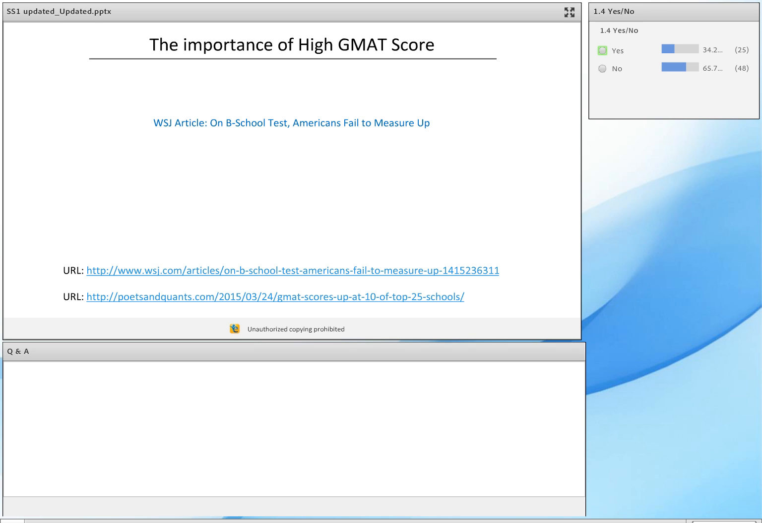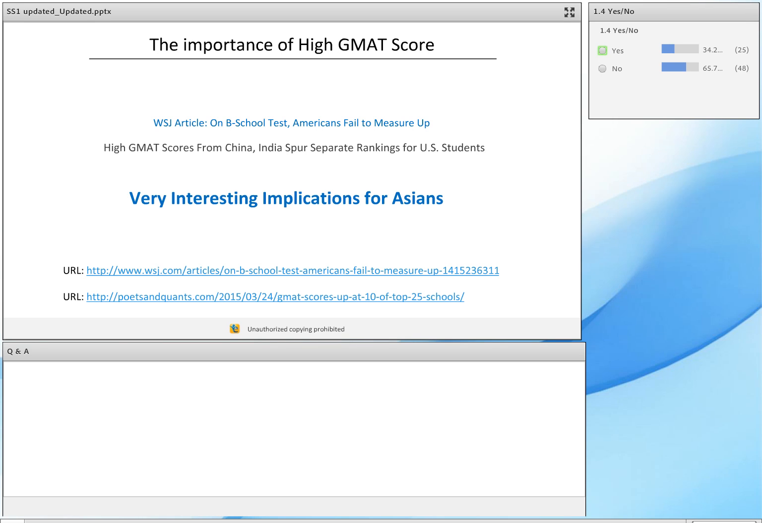The title of the article is, On B school test, Americans fail to measure up. The crux of this article was that because of increased participation by students from India and China, Americans are not able to get as high scores on the GMAT as possible, and so they were not able to get as many scholarships as they used to. So what B schools did was they asked the GMAT for a separate ranking for Americans, or actually a ranking by country, and so on and so forth.